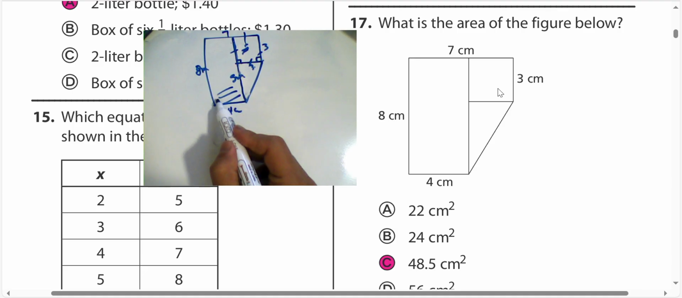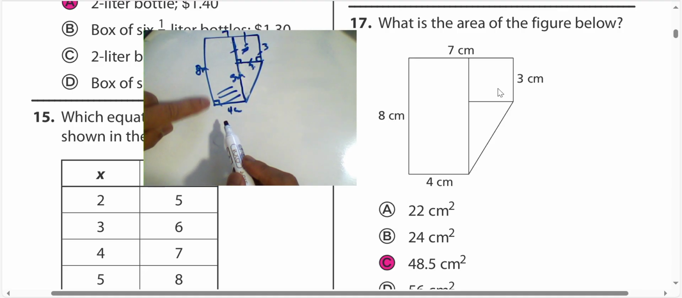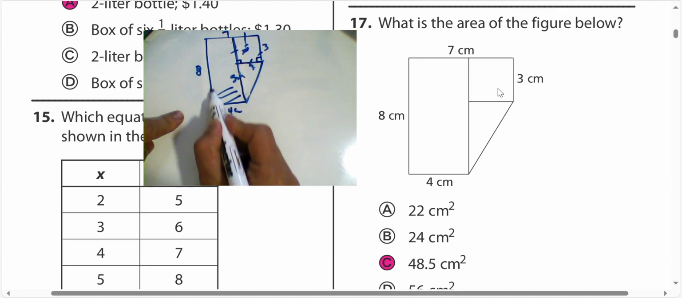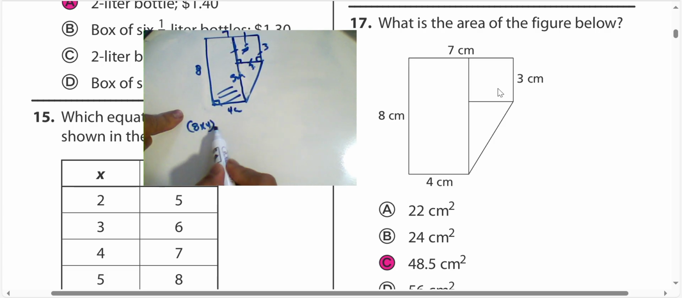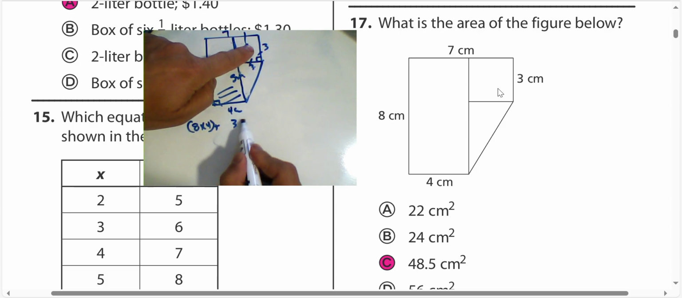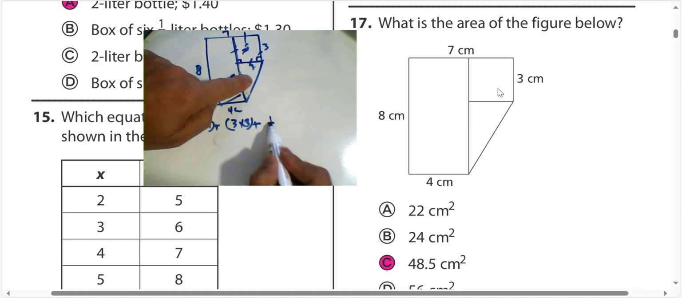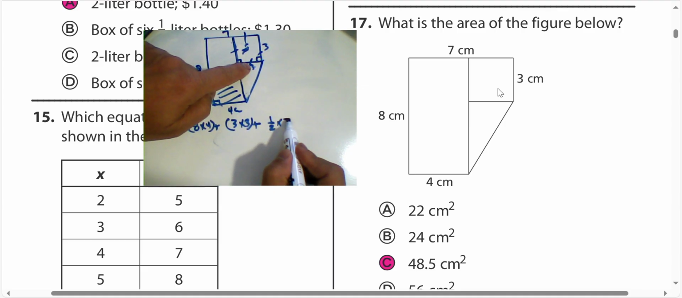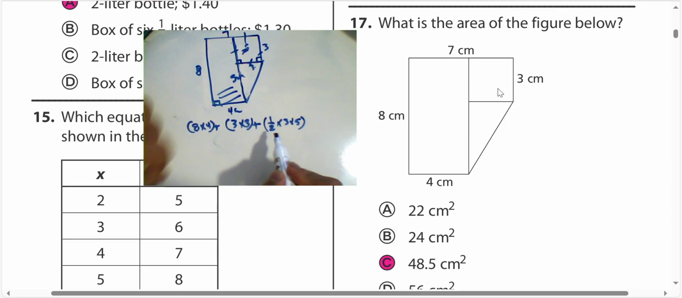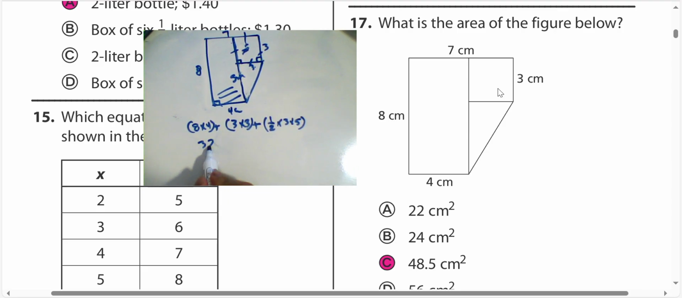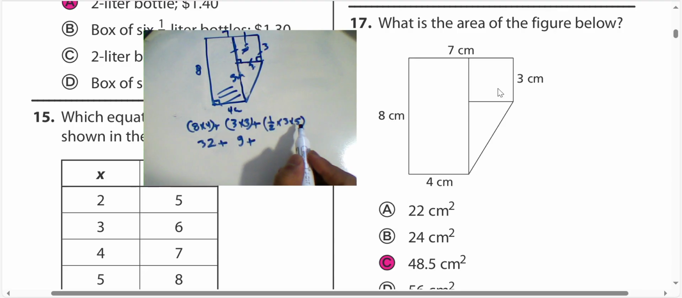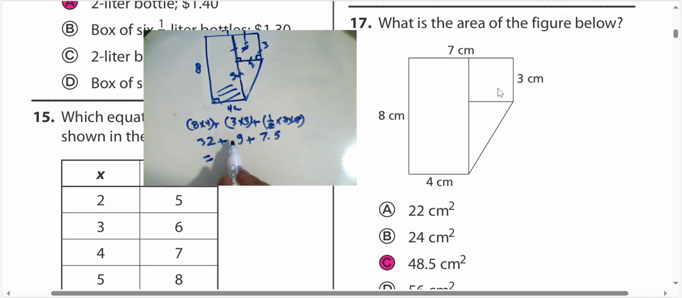Then we can find the area of the first rectangle, length times width, 8 times 4, and the square, 3 times 3, and the area of the triangle, half times base times height. 4 times 8 is 32, 3 times 3 is 9, and half times 3 times 5 is 15 divided by 2, which is 7.5. The result will be 32 plus 9, which is 41, plus 7.5, which is 48 and a half.